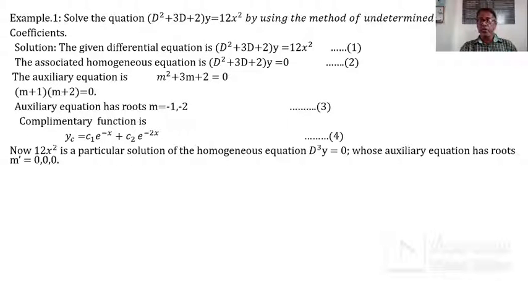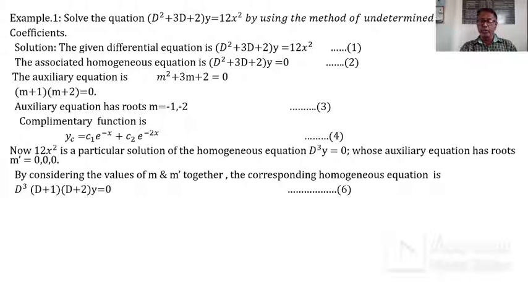Now, therefore, here g of d is equal to d cube. And then we apply this g of d, means d cube, on both sides of equation 1. Then equation 1 becomes d cube into d plus 1 into d plus 2 of y is equal to d cube of 12x square. And d cube of 12x square is 0. I have written this directly, d cube of 12x square is 0.